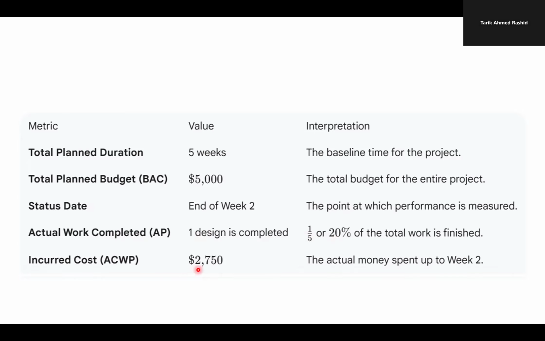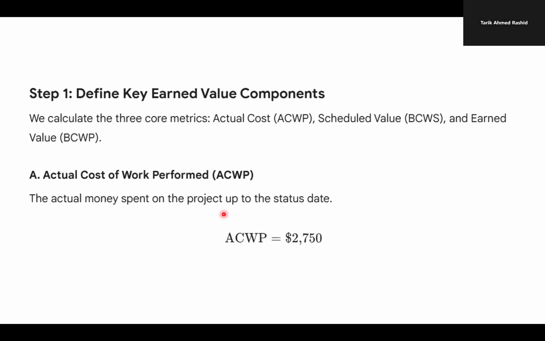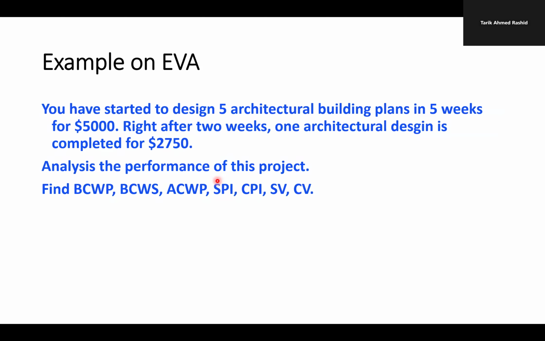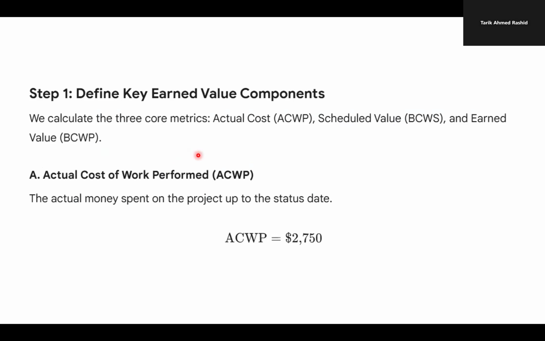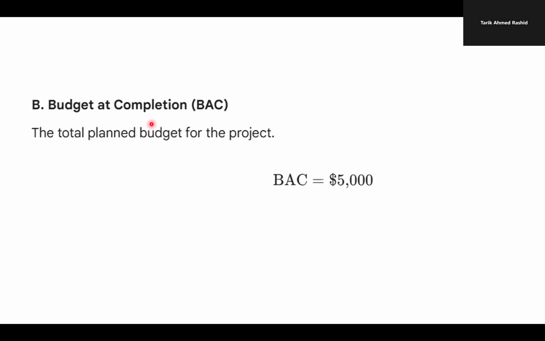Okay, and physically we spent 2,750 for that program. So to find the actual cost of work performed, it is 2,750, as the question says. So for the part that you completed, the 2,750 is the actual physical cost. And the budget at completion, the total budget, is 5,000 for 5 weeks.